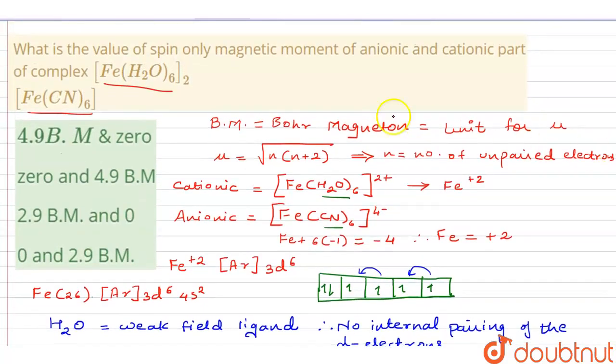Now let us see the order in the question. It asks for the anionic and cationic parts. So anionic would be 0, cationic would be 4.9, and hence option number 2 is the correct answer. I hope you understood the explanation.